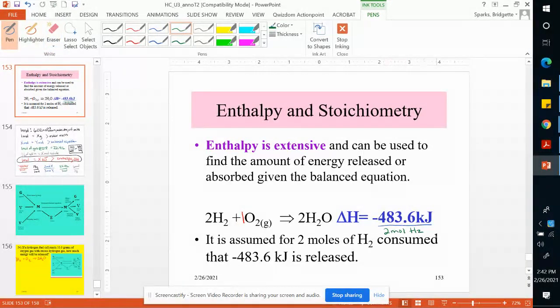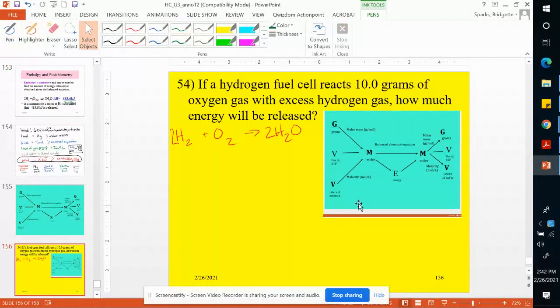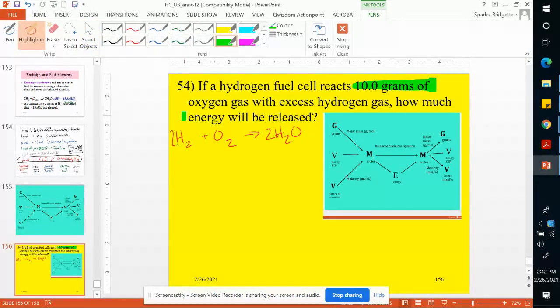And so I'm going to go back. We said that 1 mole of oxygen, because that's the coefficient in front of the oxygen, will release negative 483.6 kilojoules as long as there's plenty of hydrogen. If we think about what we're starting with, our starting place is 10 grams of oxygen, and our ending place is how much energy.